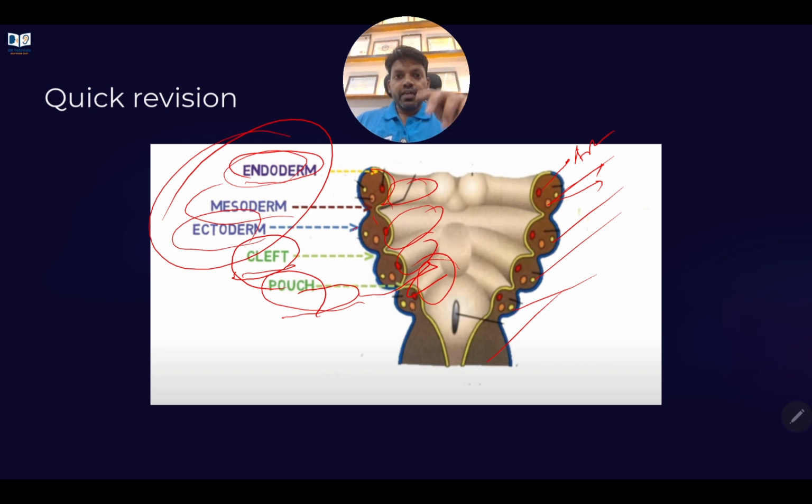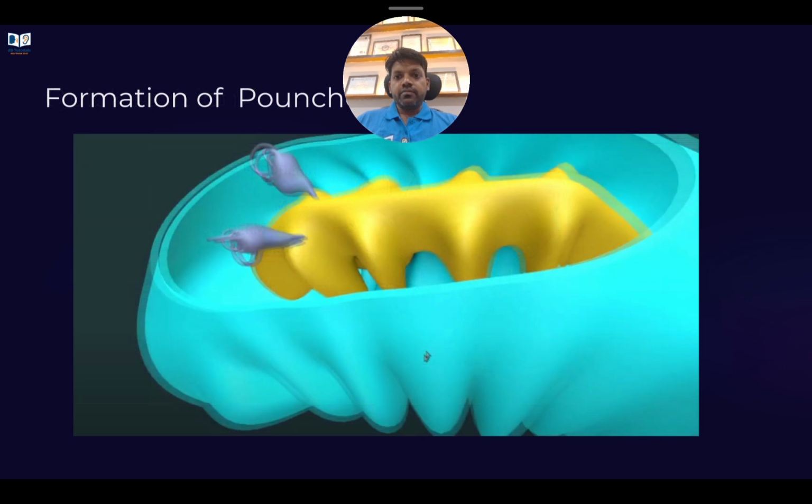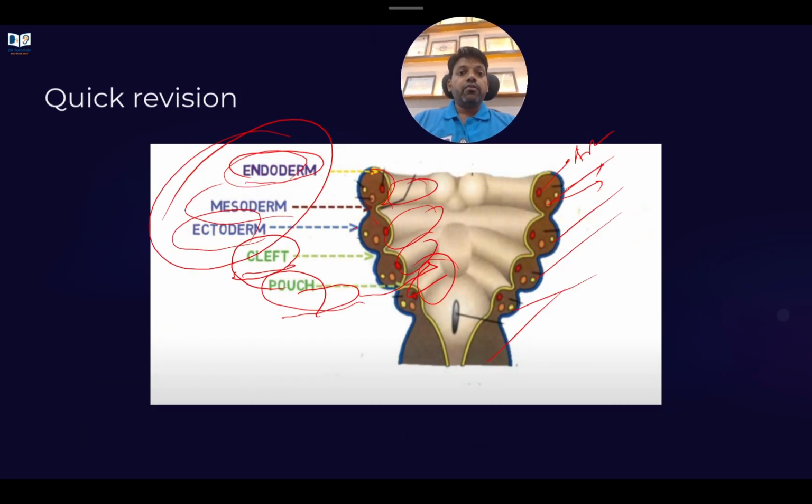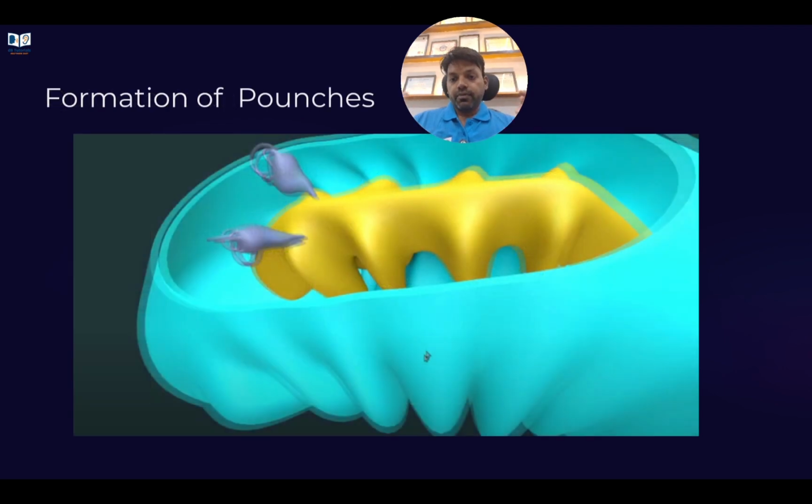Now again we will do a quick revision of the formation of the pouches. For all this future explanation, I have got these nice clips from a YouTube video. The only thing is I have arranged them in a way that we understand very easily. This is the best we can get right now. We will go through all this video one by one and then understand.